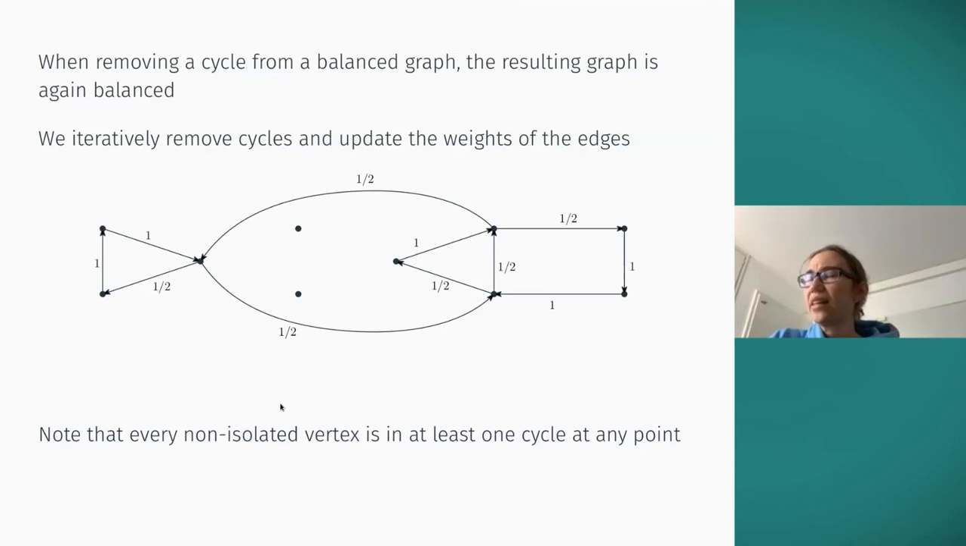One observation that I also want to make is that every non-isolated vertex is in at least one cycle at any point. That follows because our graph is balanced at any point, so every connected component is Eulerian, and then it's very easy to see that every vertex is in a cycle.